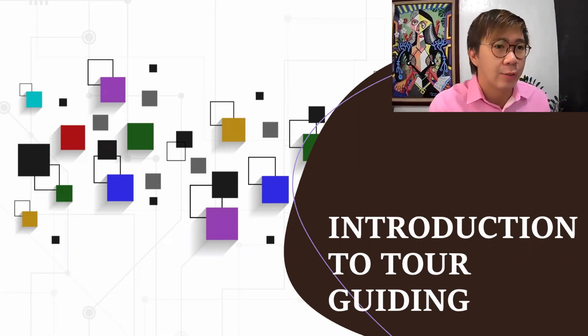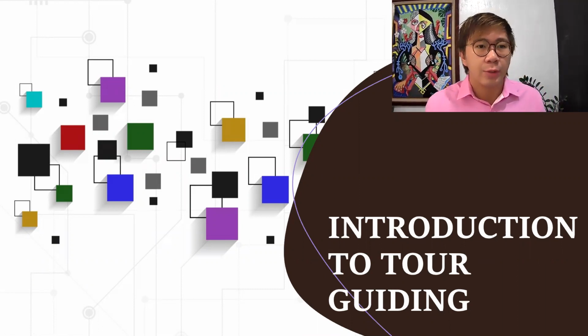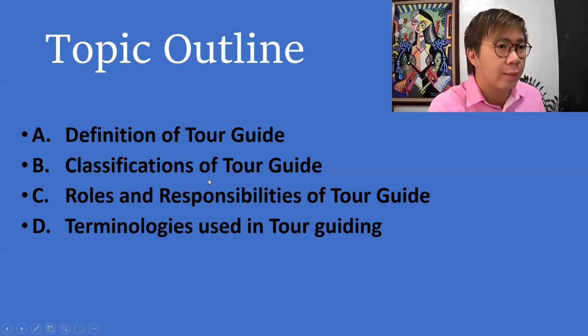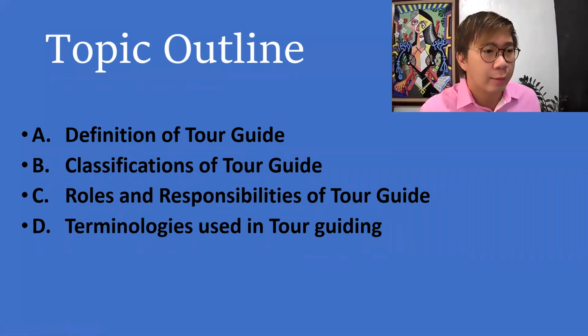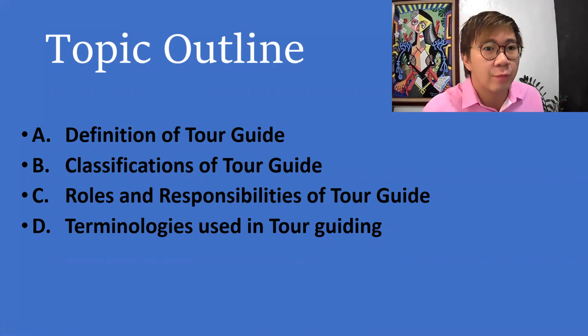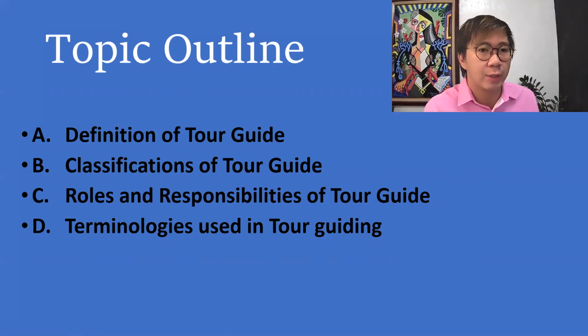This lesson is lesson 2 in our syllabus. In this lesson, we're going to discuss the following topics. It's a very concise lesson. We have four key points here. We're going to first define what a tour guide is, the various classifications of a tour guide, its roles and responsibilities as a tour guide, and of course, some helpful terminologies that we're going to use on our first day when we meet our guests in their airport service. These are some of the important topics that we're going to discuss for today.